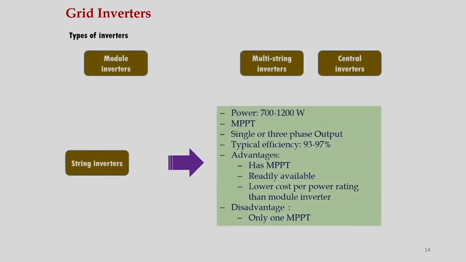In the case of string inverters, we can go from 700 to 1200 watt, and MPPT is attached in this inverter. It may be single or 3 phase output, and the efficiency of conversion varies from 93 to 97%. Advantages are that it has an MPPT, is readily available, and has lower cost per power rating than module inverters. The only disadvantage is that only one MPPT is attached. Even though it is costly, this is really a good one for many applications.